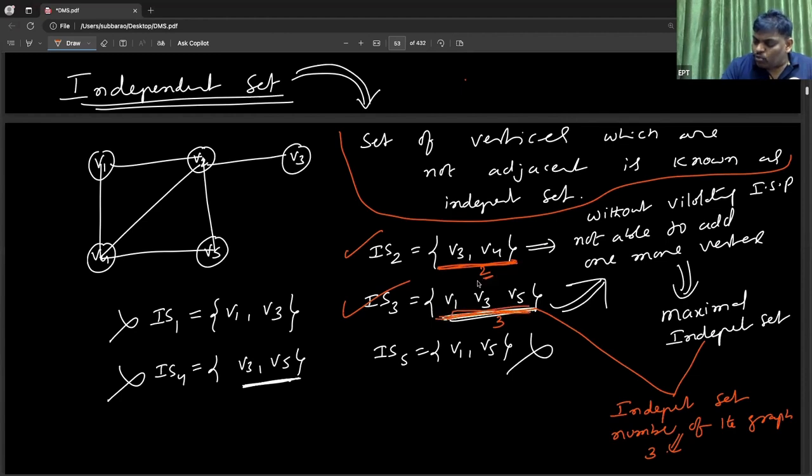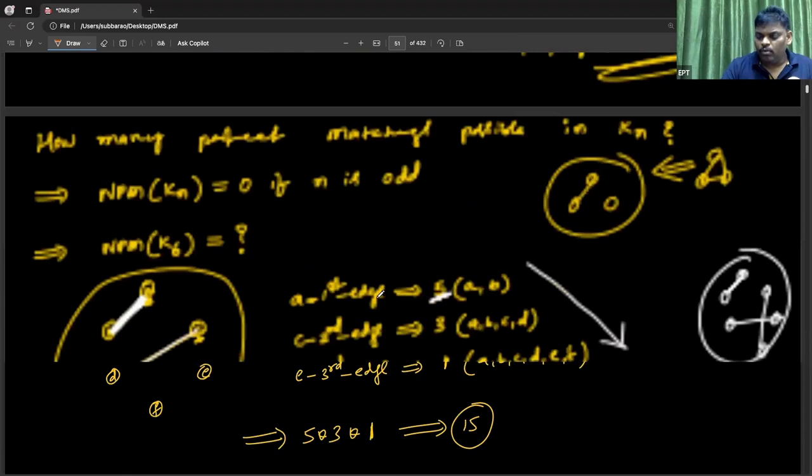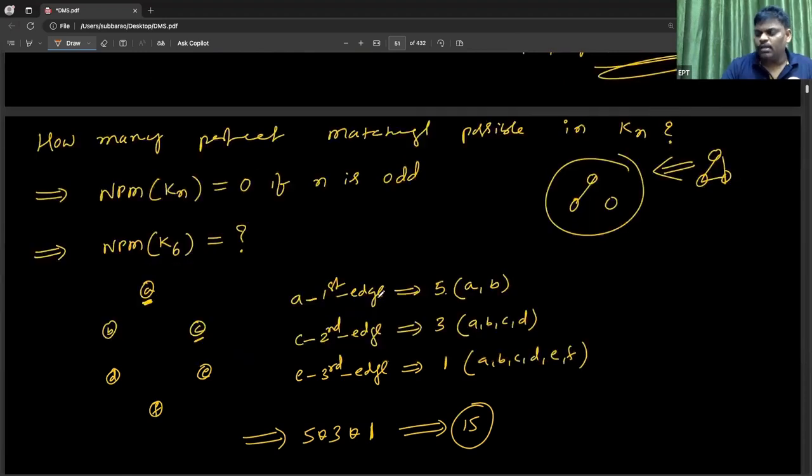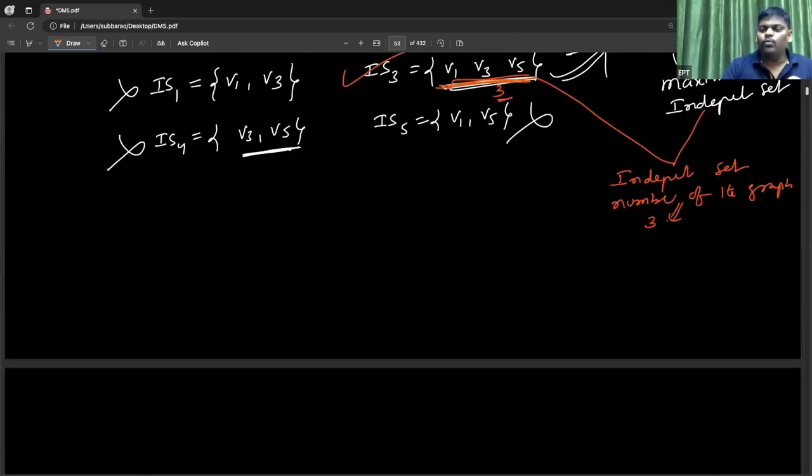Out of them, whichever one contains more vertices, that is called the independent set number of the graph. The independent set number of the graph is 3, meaning among the maximal independent sets, whichever has more vertices. What is the number? 3. So the independent set number of the graph is 3. Like the matching number of the graph in the above problems, here it is the independent set number of the graph. I hope you got it.